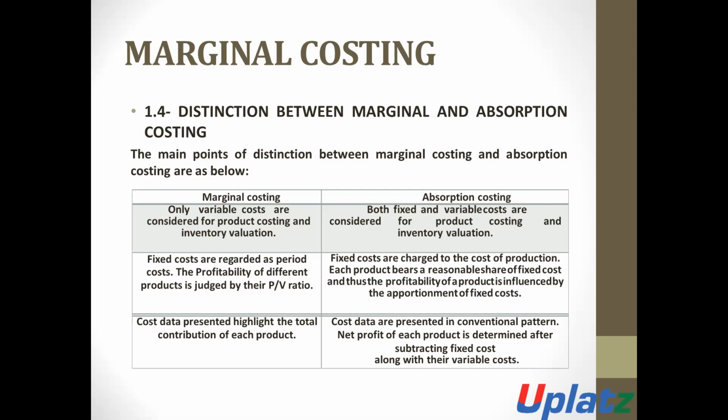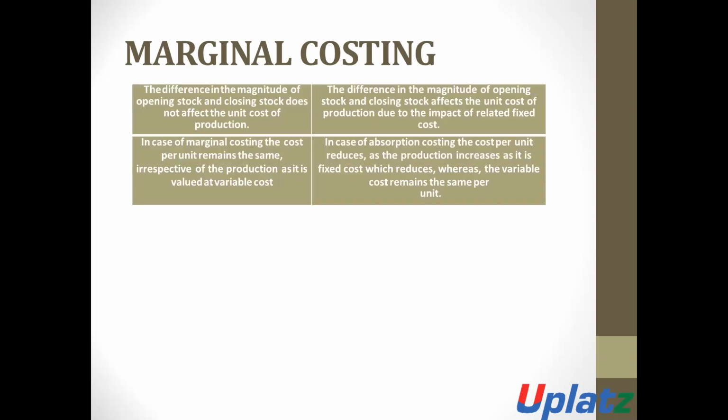The cost data presented highlight the total contribution of each product. In the case of absorption costing, the cost data are presented in conventional pattern. Net profit of each product is determined after subtracting the fixed cost along with the variable cost. So these are all the differences between marginal costing and absorption costing.